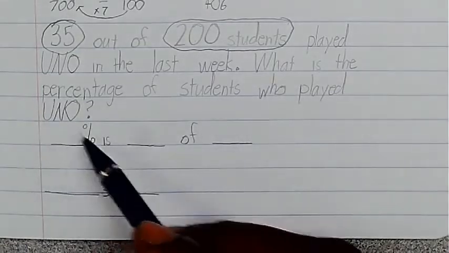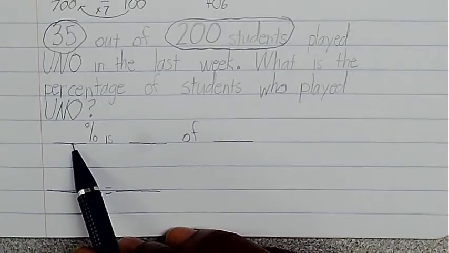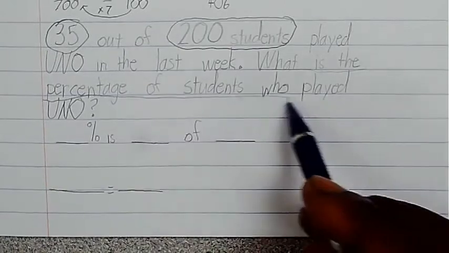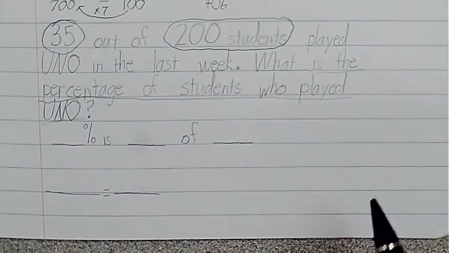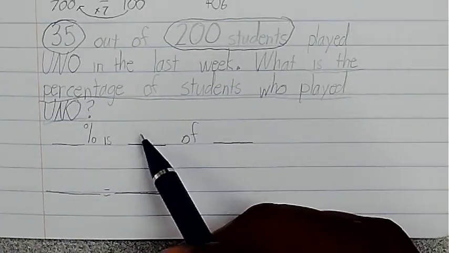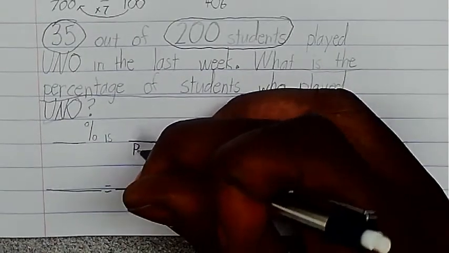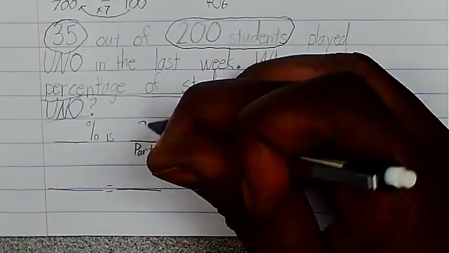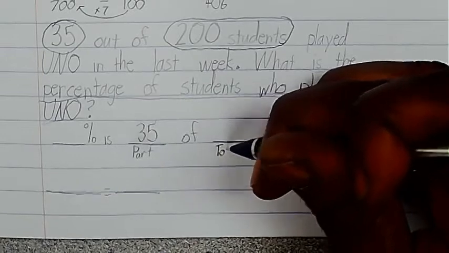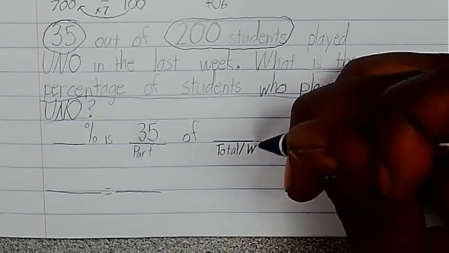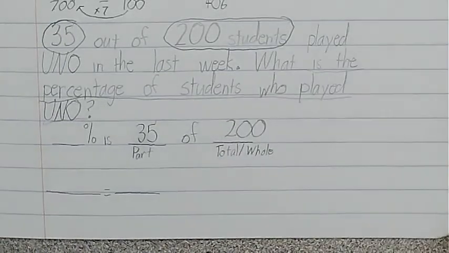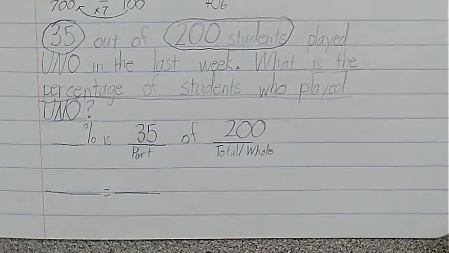So now let's put that in this statement. We have the percent, which is what we're looking for, because the question says, what is the percent of students who played Uno? So the percent is the part, and that is 35 of the total, or whole, which is 200. Okay? So now we're going to put that in a proportion.